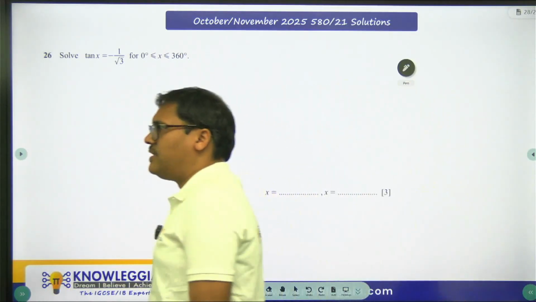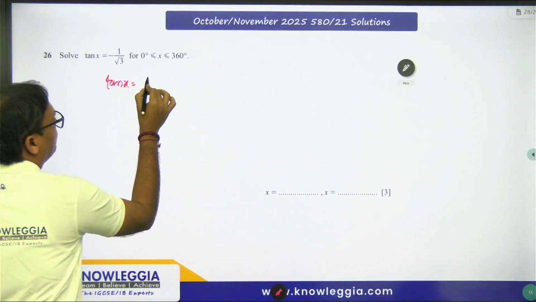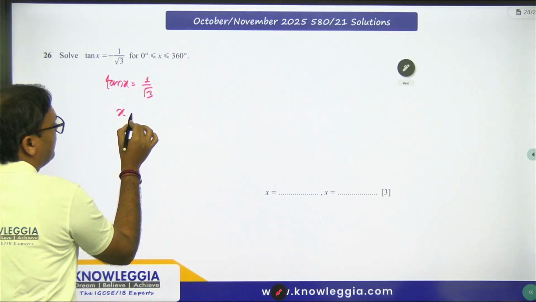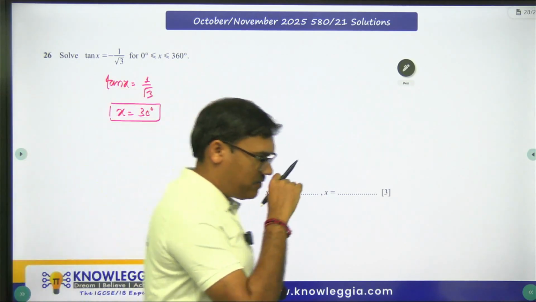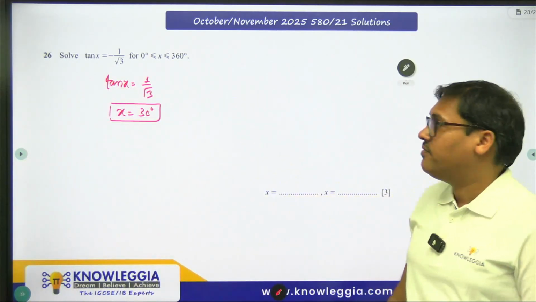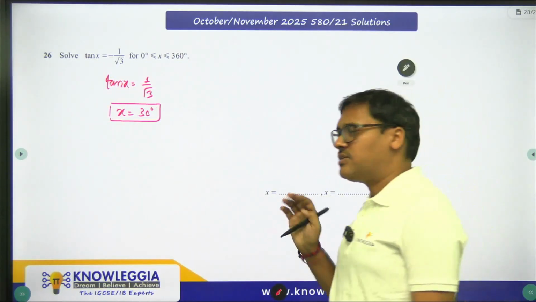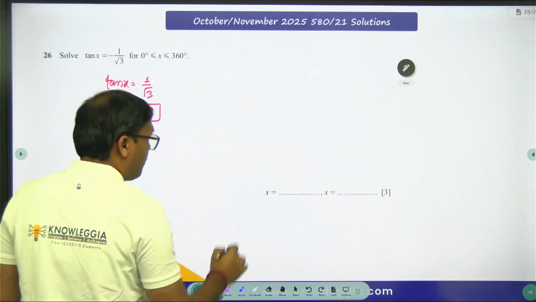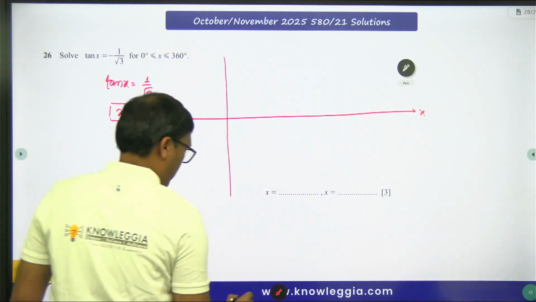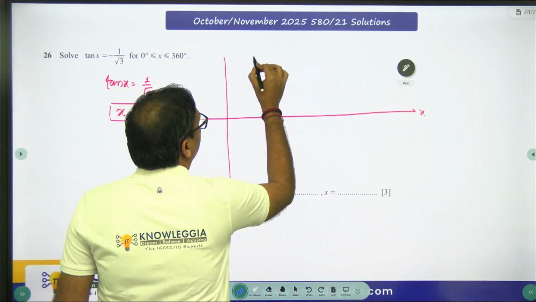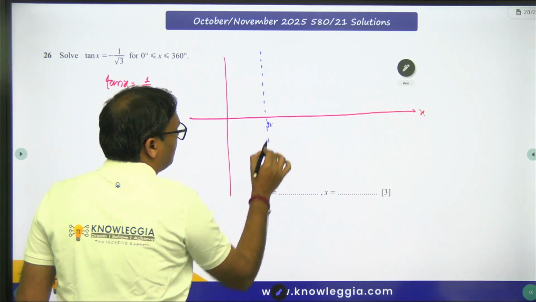Now see, if you have tan x equal to 1 by root 3, then I can say one value of this is 30 degree, because you should know the standard values table: tan 30 degree is equal to 1 by root 3. But the question is tan x is equal to minus 1 by root 3. So how will you relate these values? Just observe this. I'll draw the graph of tan x, this is 90, and everything will be clear.